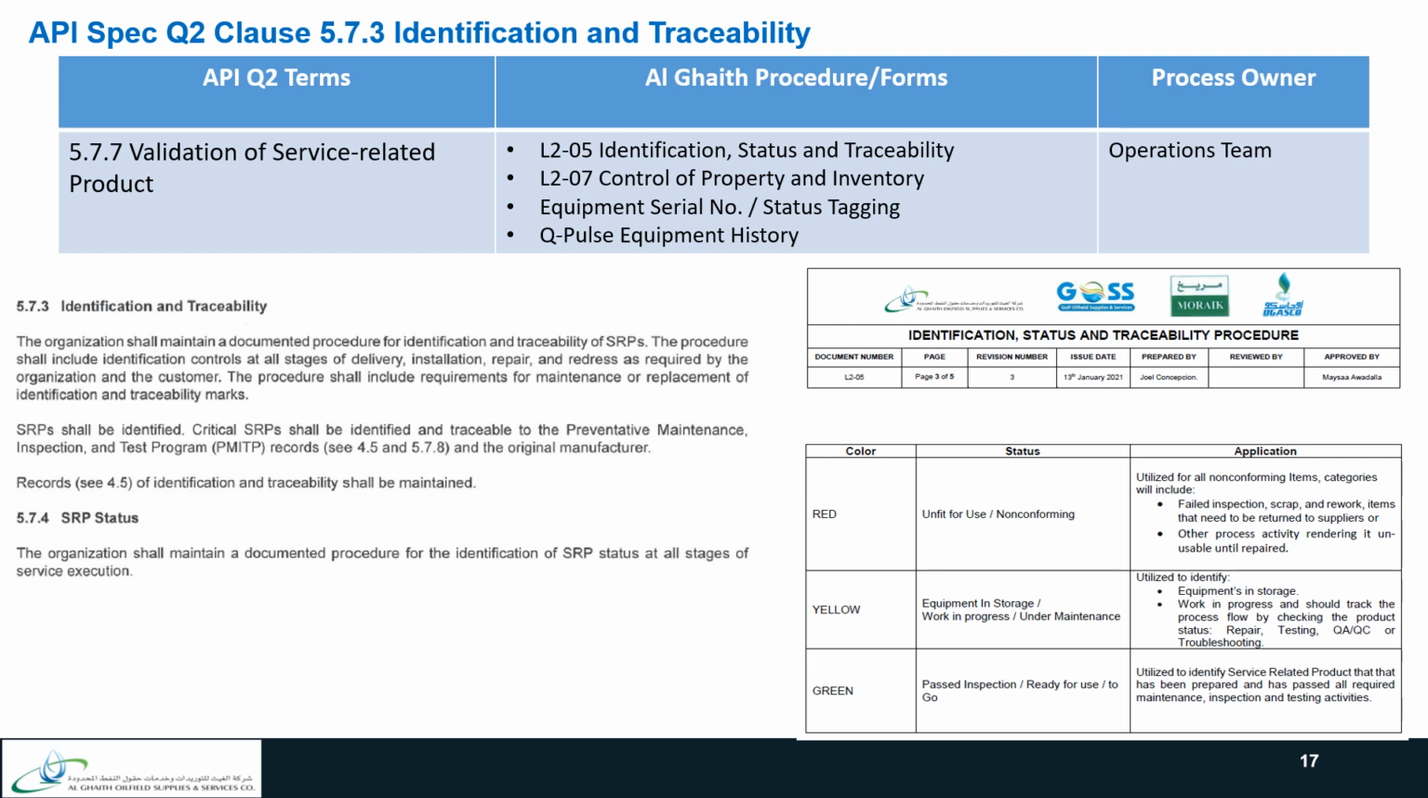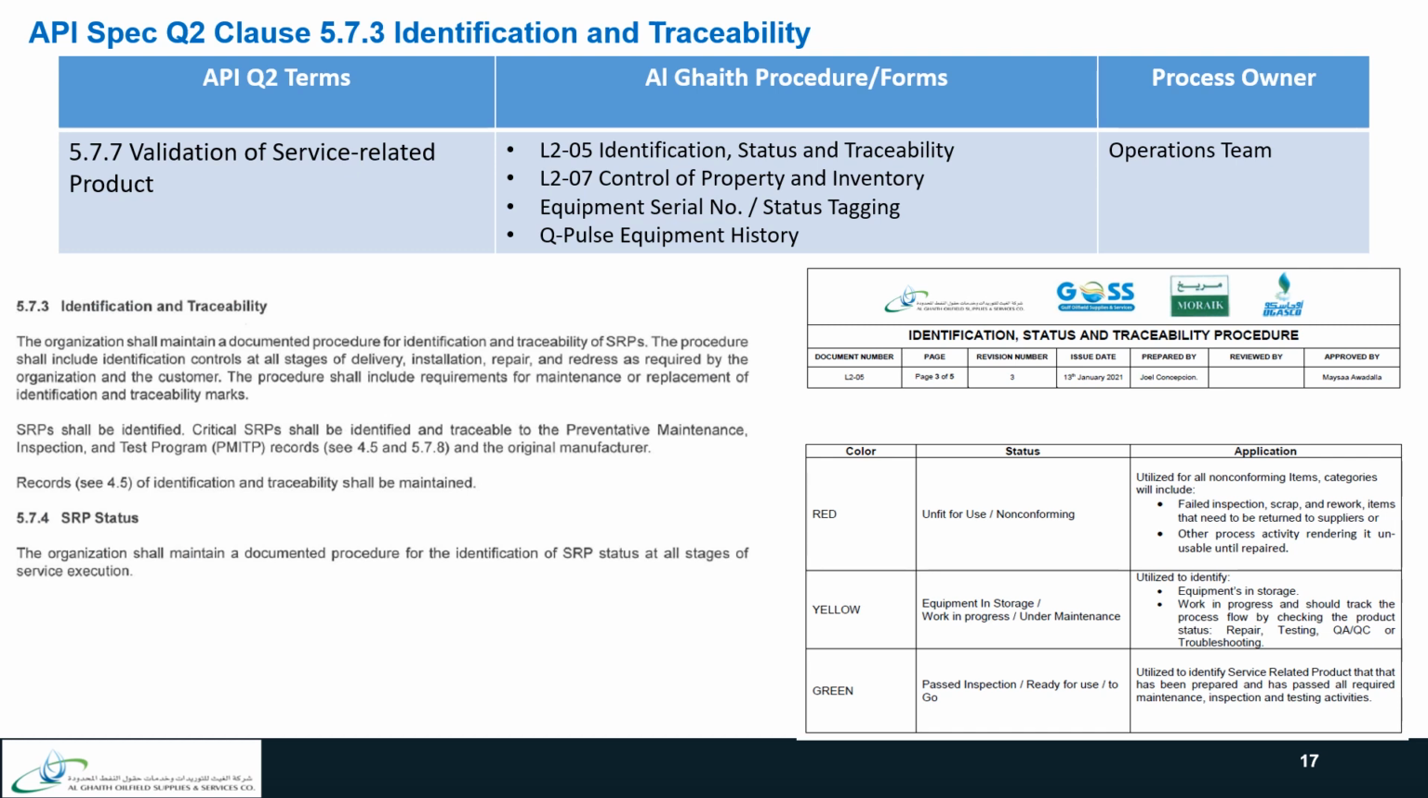API Spec Q2, Identification and traceability. The organization shall maintain a documented procedure for identification and traceability of SRP. The procedure shall include identification controls at all stages of delivery, installation, repair, and redress as required by the organization and the customer. The procedure shall include requirements for maintenance or replacement of identification and traceability marks. Ghaith established procedure L205 Identification, Status and Traceability to conform to this requirement.